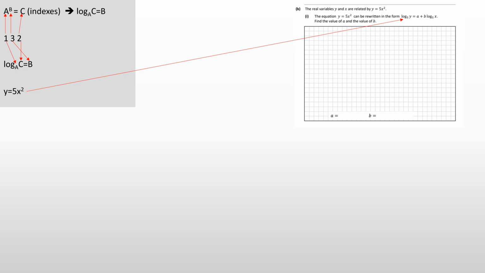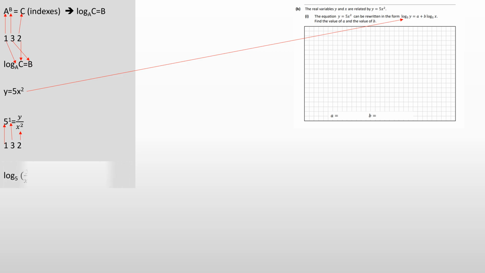So we have to rewrite y equals 5x squared. We rewrite it like this, where we have 5 to the power of 1, which is just 5, equals y over x squared. If you write it this way, then we can have a log 5. Now if we follow our example of 1, 3, 2, this is number 1, this is number 3, and this fraction, the y over x squared, is number 2. So the 1 is number 3.